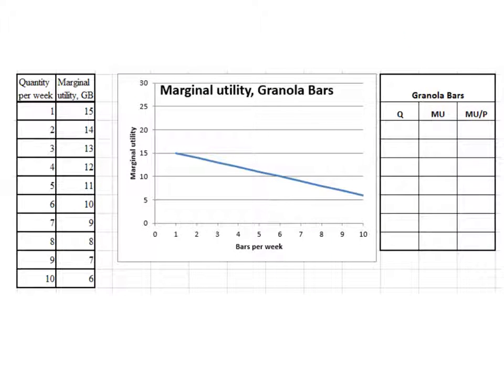To find a wise allocation of spending between granola bars and Snickers for Michael, we're going to use a guess and check strategy. Suppose Michael decides to try consuming 4 granola bars per week. In that case, the marginal utility would be 12 units from the last granola bar. The price is 50 cents, so 12 utils divided by 0.5 would give us 24 utils per dollar.